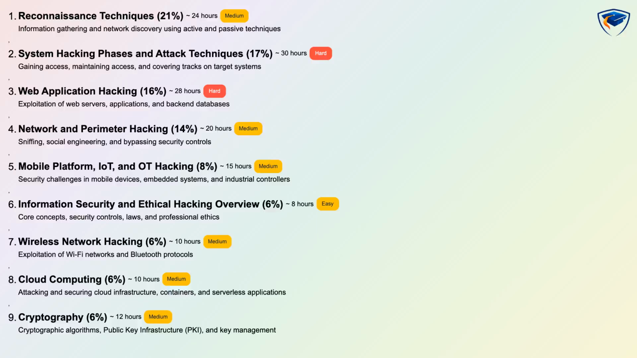The domains are reconnaissance techniques 21%, system hacking phases and attack techniques 17%, web application hacking 16%, network and perimeter hacking 14%, mobile platform, IoT, and OT hacking 8%, information security and ethical hacking overview 6%, wireless network hacking 6%, cloud computing 6%, and cryptography 6%.